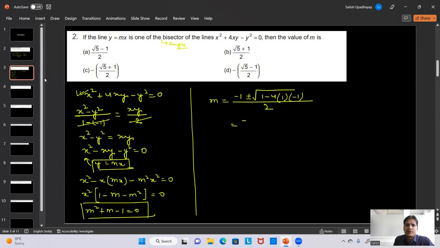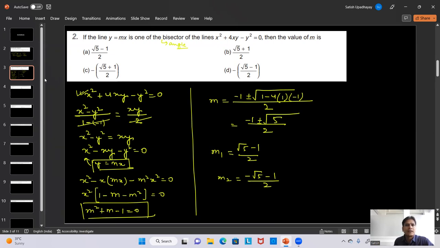So the value of m is minus 1 plus minus under root, what is this? 4 plus 1, 5, upon 2. So yes, two values of m will be there. The first value will be root 5 minus 1 upon 2, and the second value of m will be minus root 5 minus 1 upon 2.